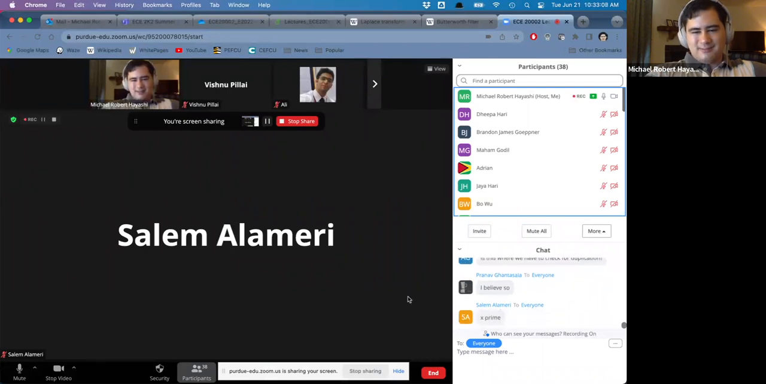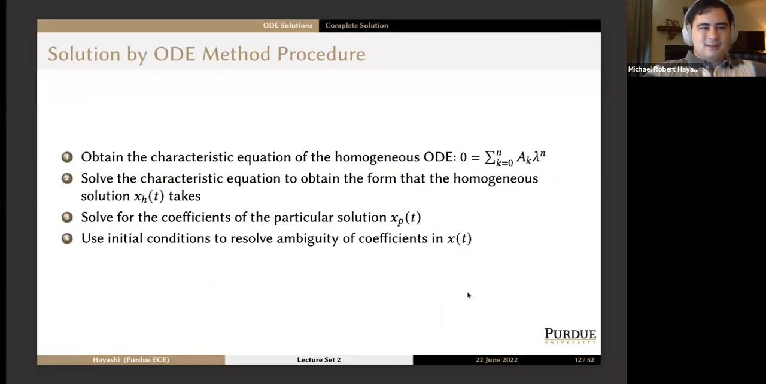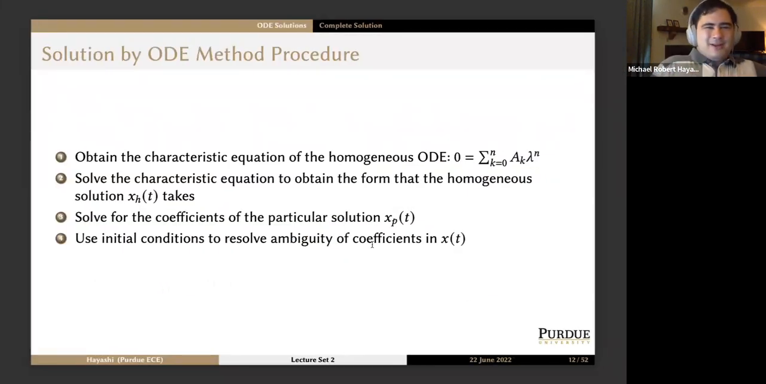X prime, yeah, that would be a better way to say it. So I guess solution by ODE method procedure. The 0 step is, find the ODE of whatever you're doing and the initial conditions.